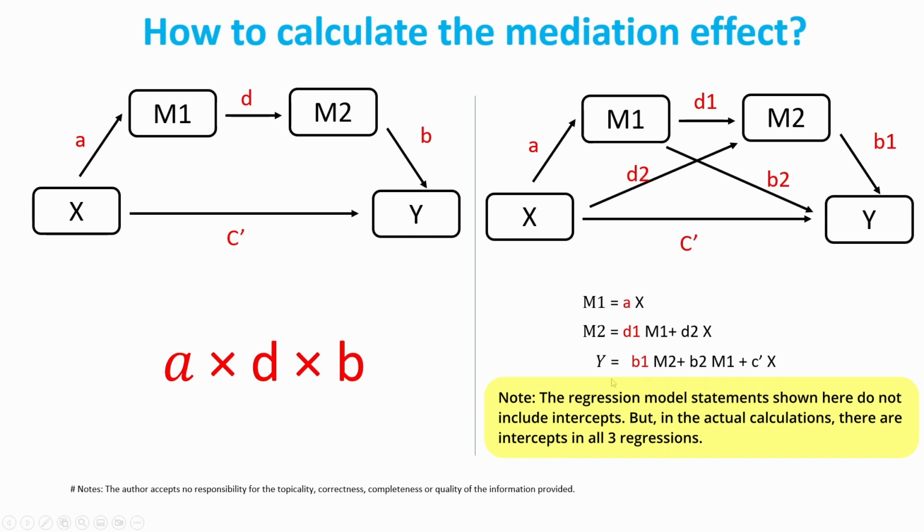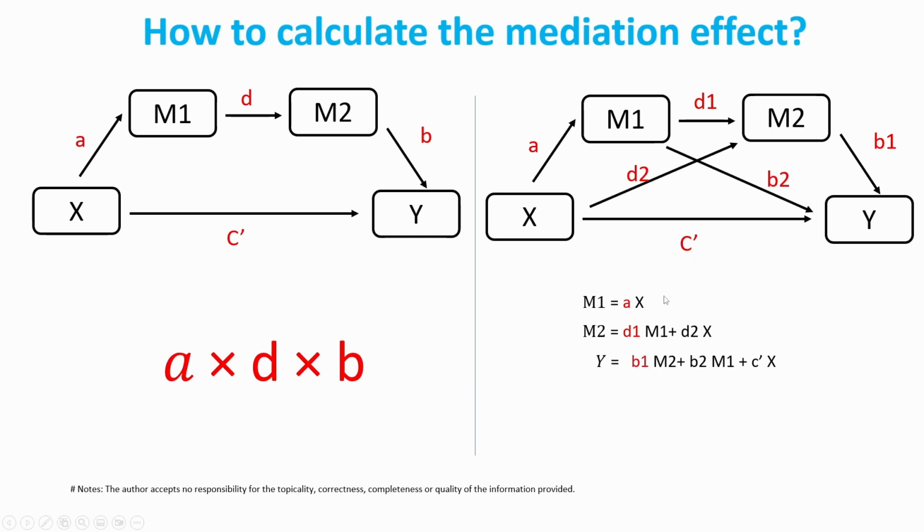Lastly, Y is the dependent variable, and the independent variables are M2, M1, and X. In this case, you get regression coefficients, but the focus for us is B1, namely the regression coefficient for M2. So the indirect effect in terms of regression models is actually A times D1 times B1. That's the basic idea of what exactly the indirect effect is in serial mediation analysis.